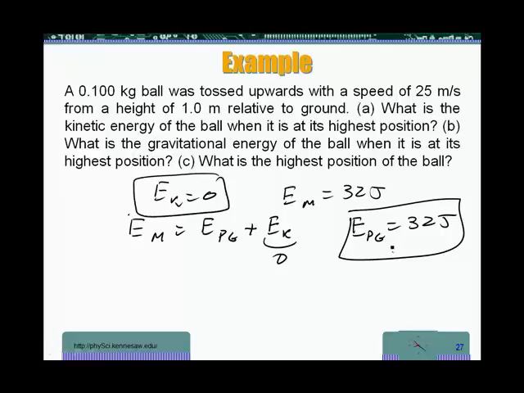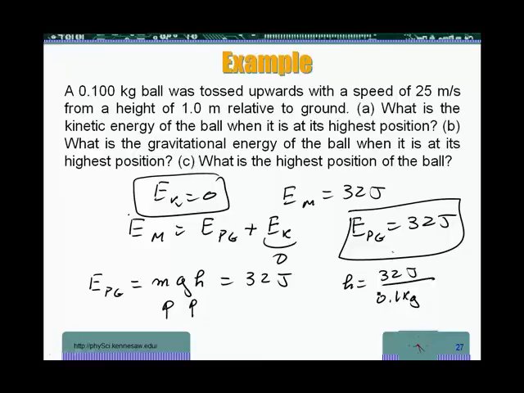That's part B. Now the third question, what is the highest position of the ball? To find the highest position, all we have to do is write the expression for the gravitational potential energy. It is mgh, and we know that it should be equal to 32 joules. We know what g is, we know what m is, so we solve for h. h in this case is going to be 32 joules over m, which is 0.1 kilograms, times g, which is 10 meters per second squared. So this gives us 32 meters.